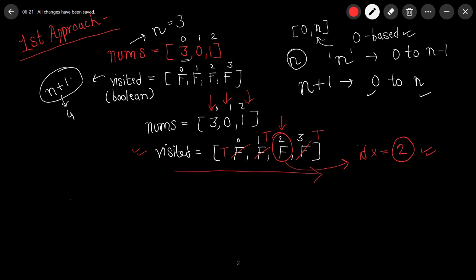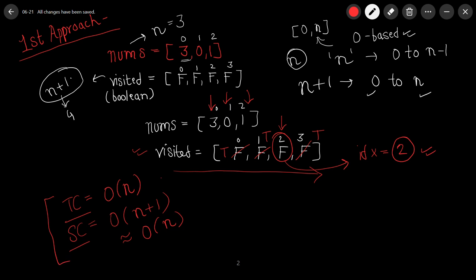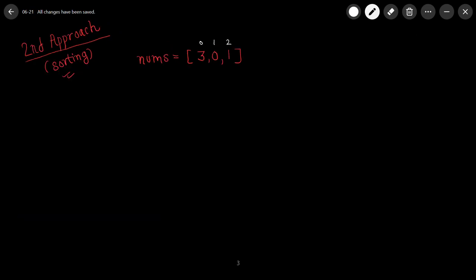Coming to the time and space complexity, since we are traversing the entire nums array, time complexity will be big O of n, and we are also taking an additional space of n plus 1 in making the visited array, which asymptotically is equal to big O of n. So time and space complexity is big O of n each. So this was the first approach. Now let's head over to the second approach.